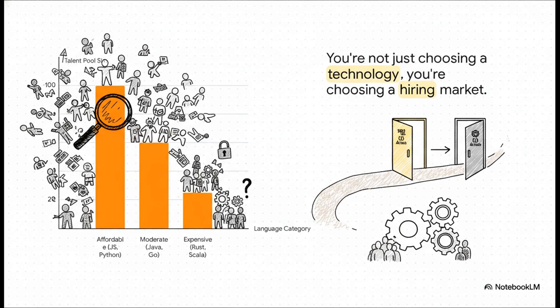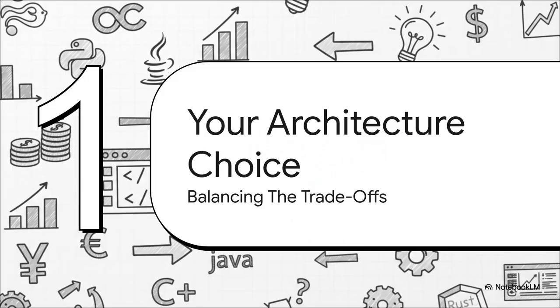This chart just makes it so obvious, doesn't it? That high bar for JavaScript, that represents a massive, accessible ocean of talent. That low bar for Rust, that's a much smaller, more specialized pond. When you're building a team, you're not just picking a technology, you're picking which hiring market you're going to have to compete in.